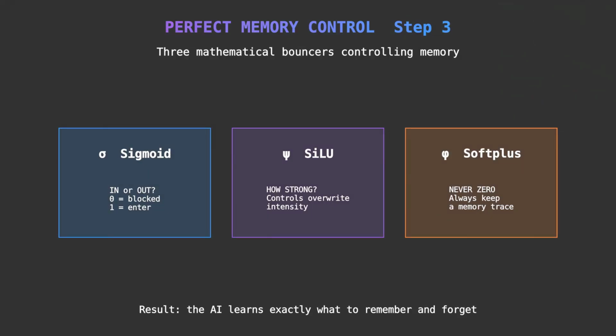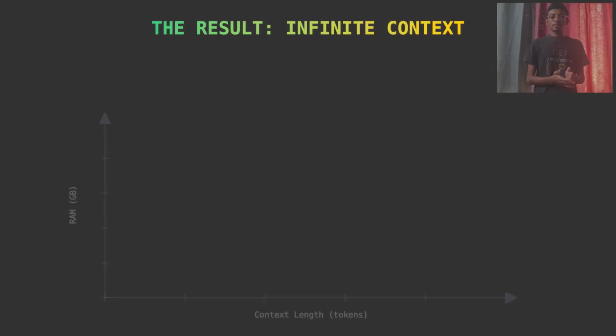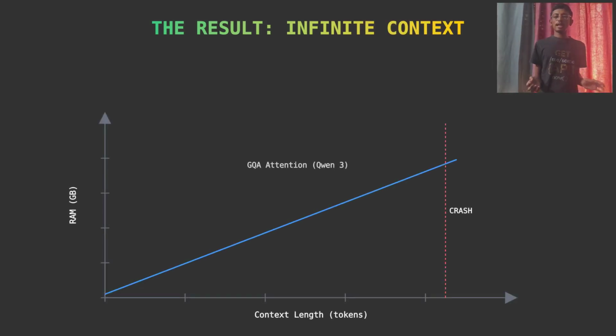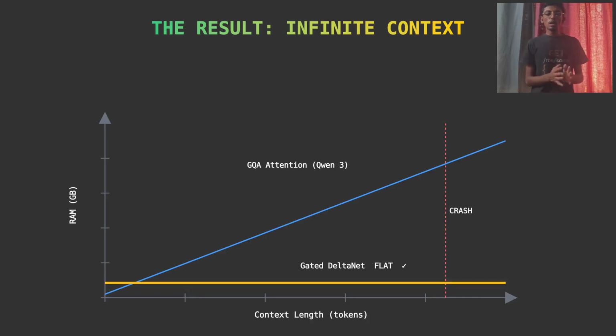Now, here's the experiment that we ran. The x-axis is the context length and the y-axis is the RAM in gigabytes. The blue line is the GQA, the standard mechanism that Qwen 3 uses. We have just taken that part and we are going to see what it does. So if you feed it more text, the RAM usage climbs to 40, 50 gigabytes and slowly it goes to the crash finally. Now watch the orange line. This is the gated DeltaNet alone. Now it's completely flat. Feed it 1000 tokens or a million tokens, the memory never moves, infinite context for free.